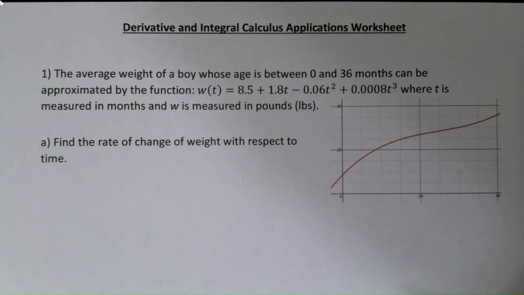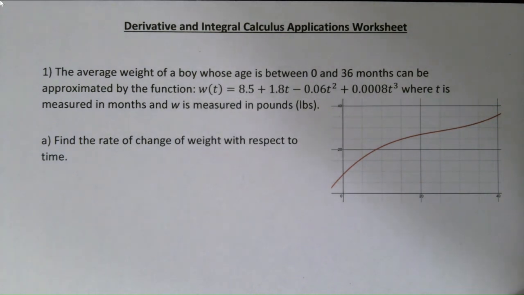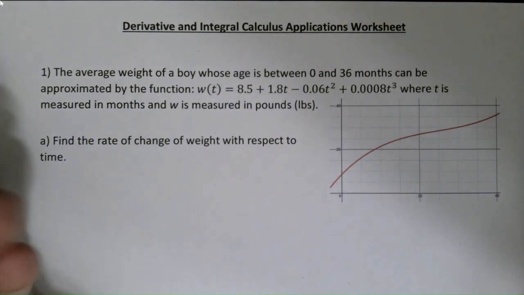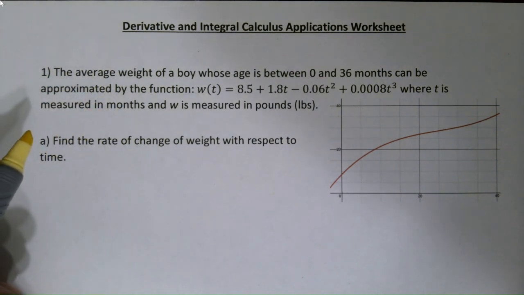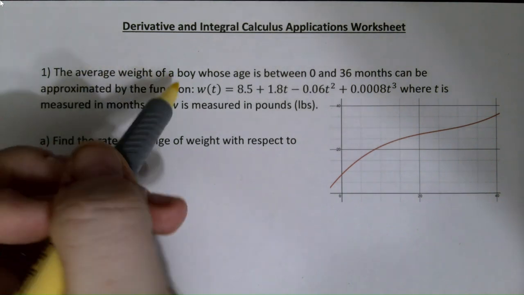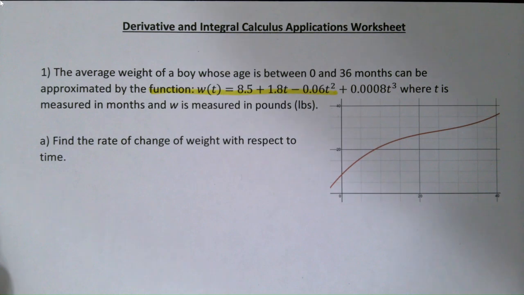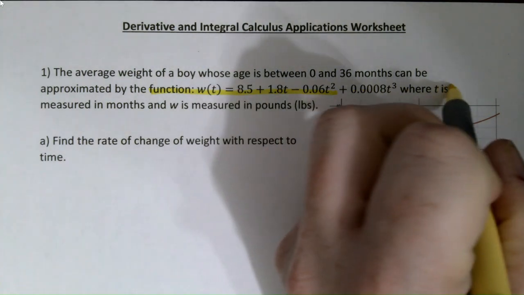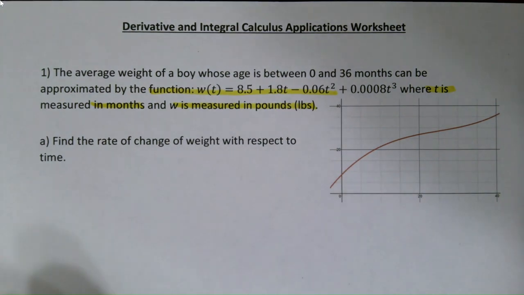All right, let's try an application and pay close attention to what the functions are representing, as well as the units that we are in, as well as the units we are after. So the average weight of a boy whose age is between 0 and 36 months, or 0 and 3 years, can be approximated by the function W(t) = 8.5 + 1.8t - 0.06t squared + 0.0008t cubed, where t is in months and W is weight in pounds.